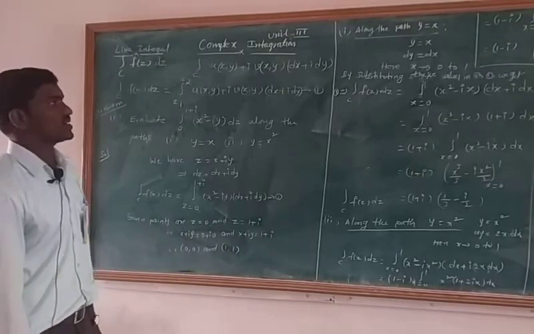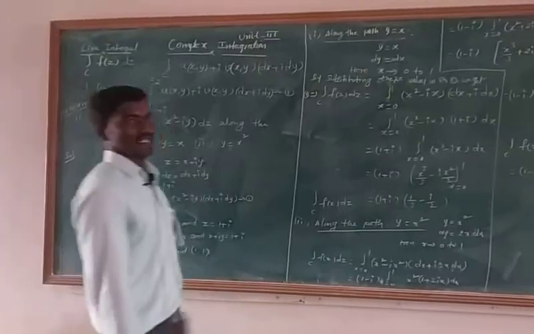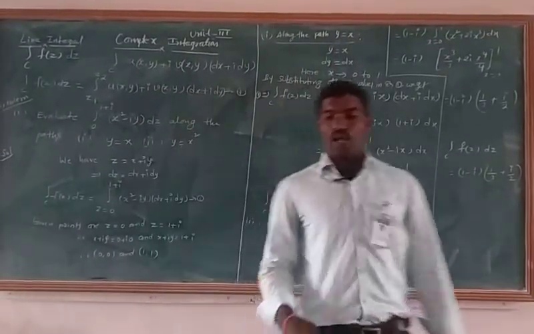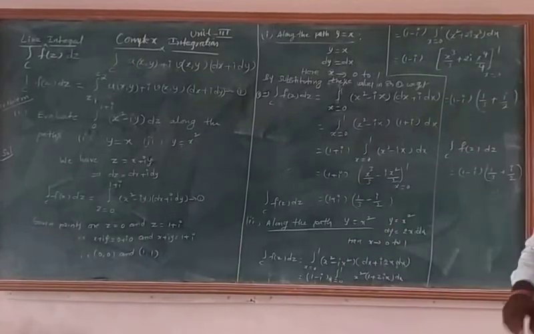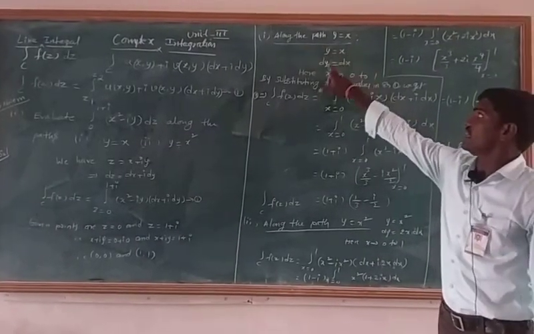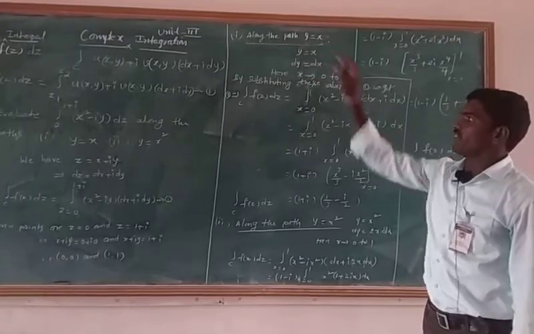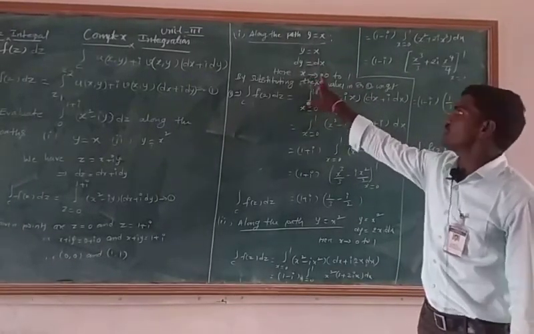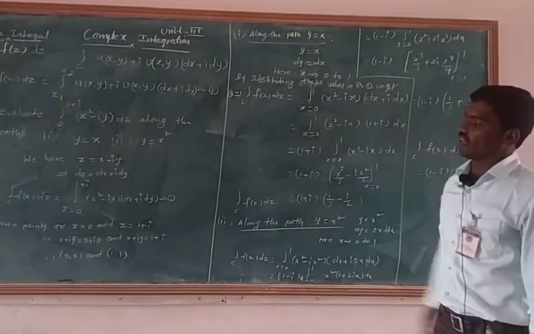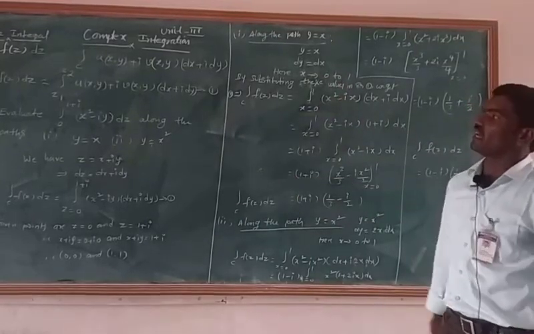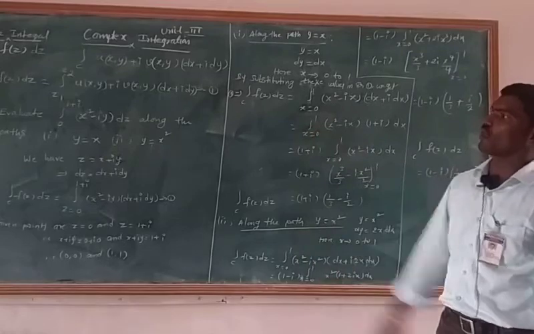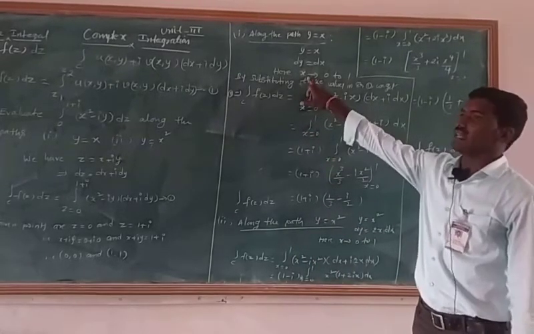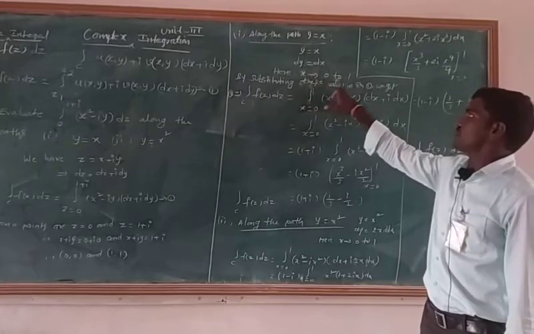Then go to the first condition, that is along the path y equals x. Along the path y equals x, dy equals dx. From the given points, x varies from 0 to 1. That means the given integral can be converted in terms of x only. So that's why in this case we have to consider x varies from 0 to 1.